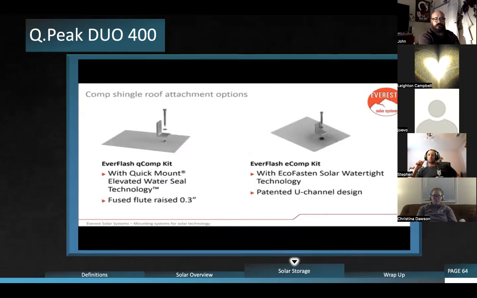Now, here are our two roof attachment options. First, we have our Everflash Q-Comp kit that comes with the Quick Mount Elevated Water Seal technology, which is a little flute that's added onto this flashing to prevent any water intrusion from coming in. Then we have our Everflash E-Comp kit with the EcoFasten Solar Watertight technology. Also comes with the patent channel design to prevent any water from coming in. And both of our Everflash kits come kitted with the L-foot and the lag bolt as well.